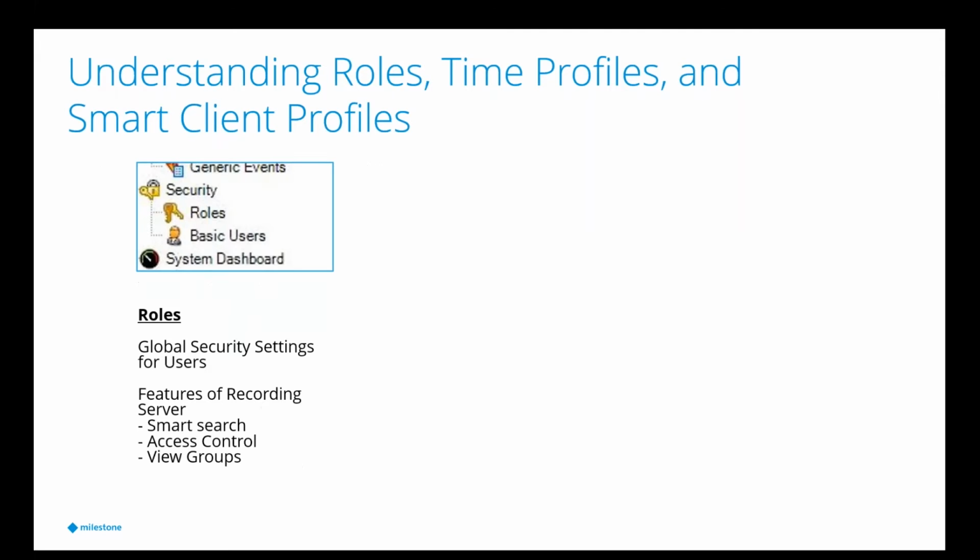There's three main things that affect how these profiles are set up. The first one is the roles tab. These are the global security settings for users. In these settings is where you're going to be able to turn on or off features that are particular to the recording server, things like smart search or access control or even the view groups.